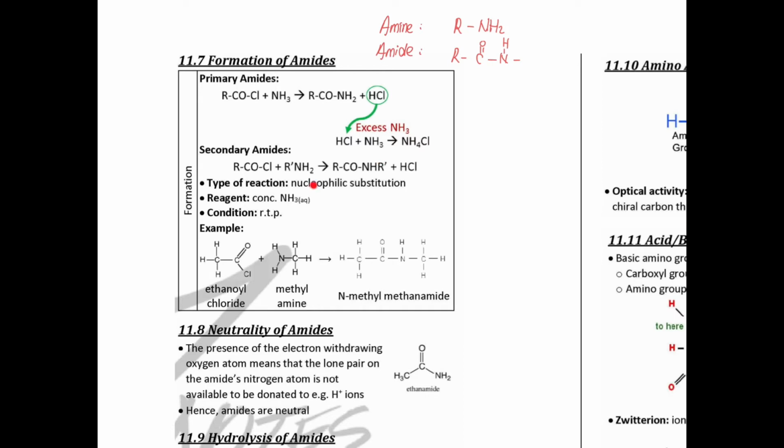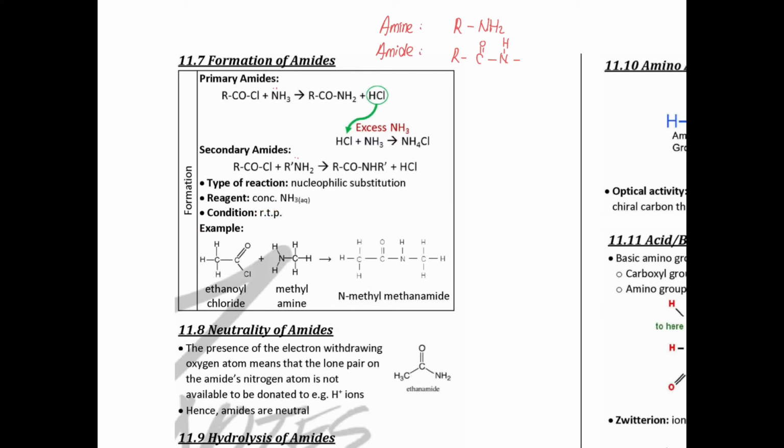The reactions, no matter the first one or the second one, we call nucleophilic substitution. As you should be able to imagine, ammonia has a lone pair, so it can act as a nucleophile. The primary amine has a lone pair also. Because of that, they can act as nucleophiles. The reagent is concentrated ammonia for this case. The condition is room temperature and pressure.